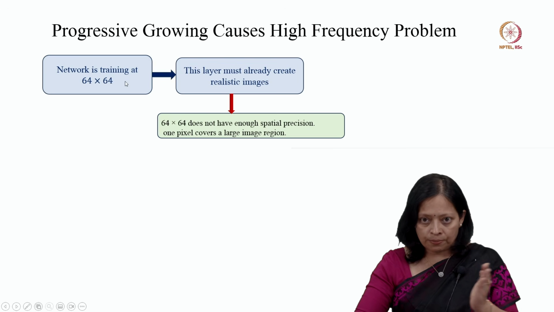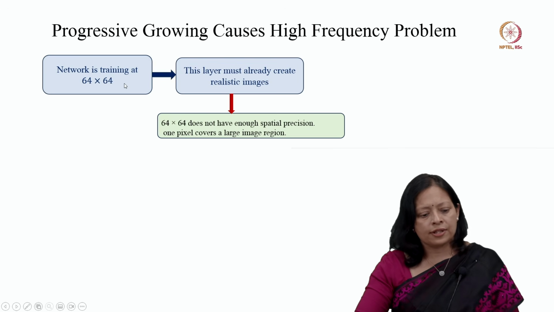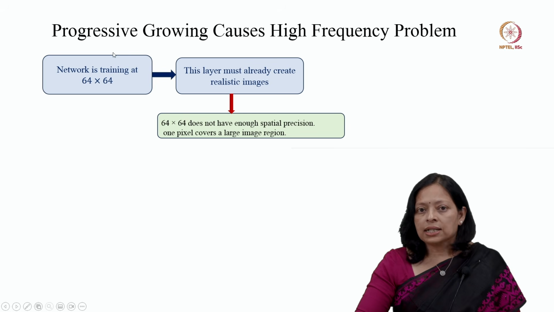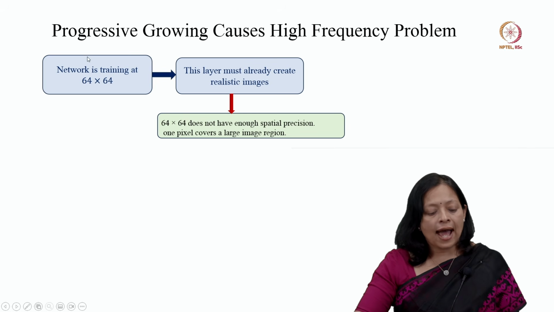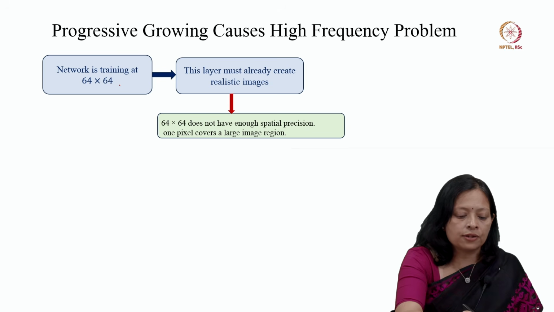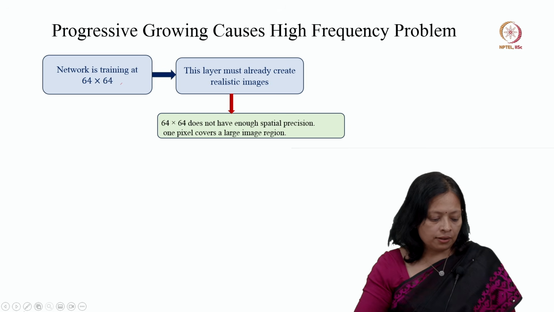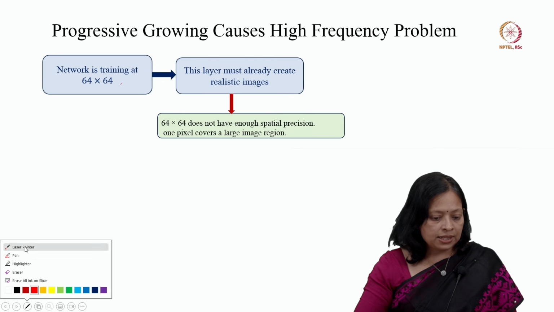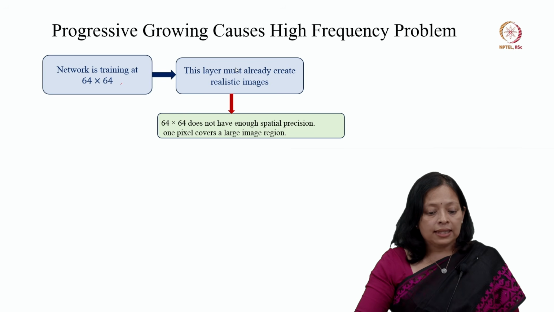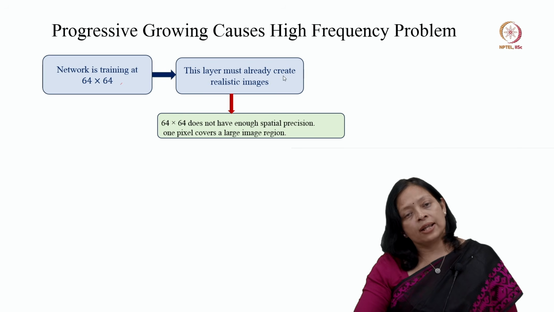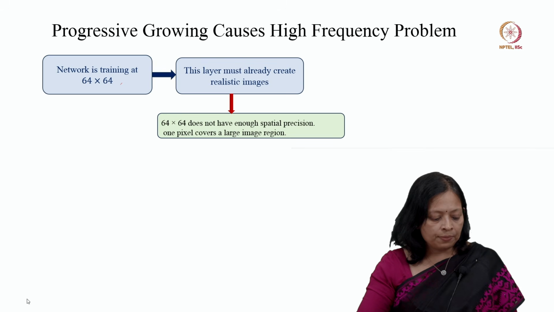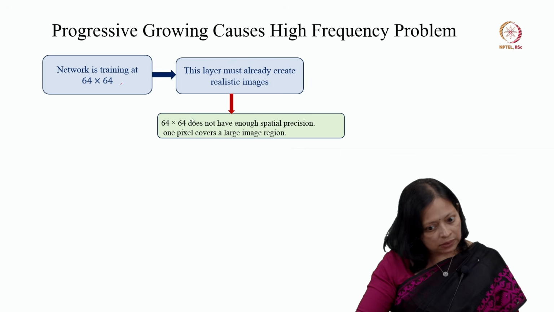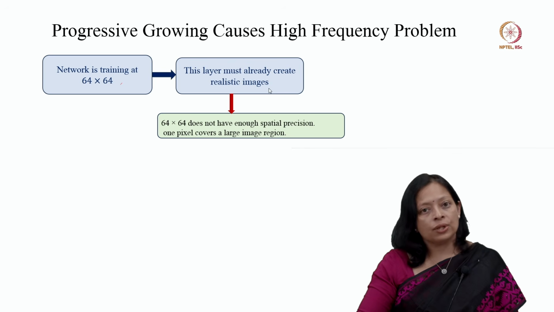Okay, progressive growing of the resolution. Now, let us take the network; we are in the 64 cross 64 resolution, and the network is getting trained at 64 cross 64 resolution. Then what happens here is, this layer must already create some realistic images. So, whatever be its resolution capability, still it has to create some realistic images.